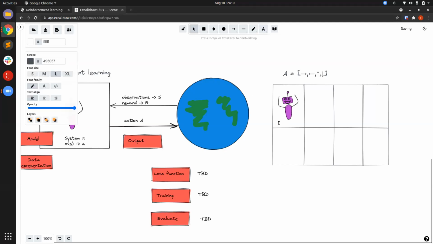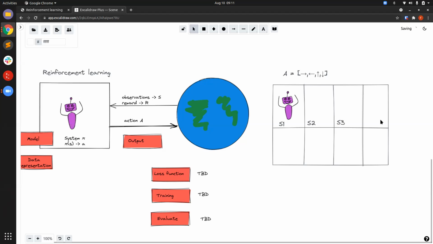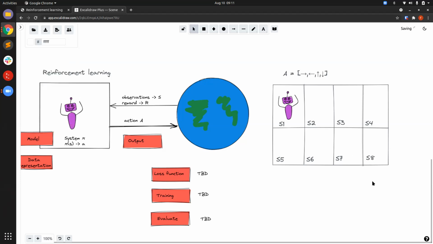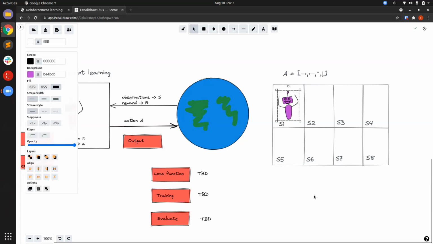Okay, so we have states S1, S2, S3, S4, so 8 states it can possibly be. All right. So the robot starts in some initial state. It has to decide where to go in this world.